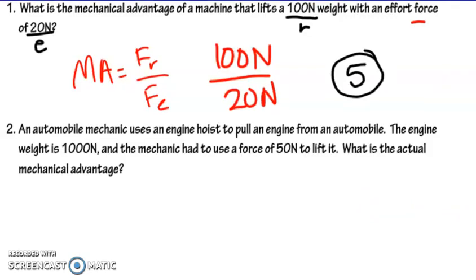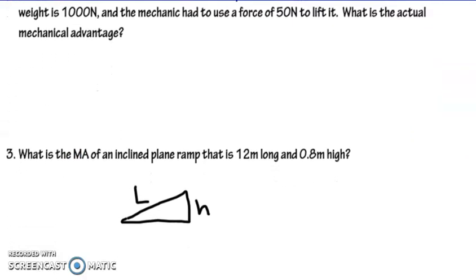Anyway, let's look at this one right here, number 3. What is the mechanical advantage of an inclined plane ramp that is 12 meters long and 0.8 meters high? So on this one we would have 0.8 meters high, and we would have it 12 meters long. Let me write out the formula.